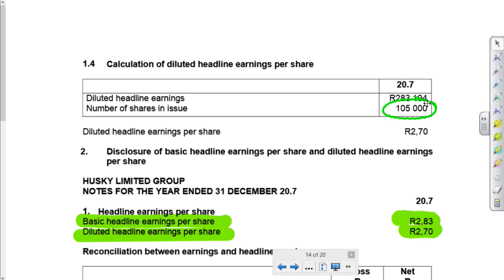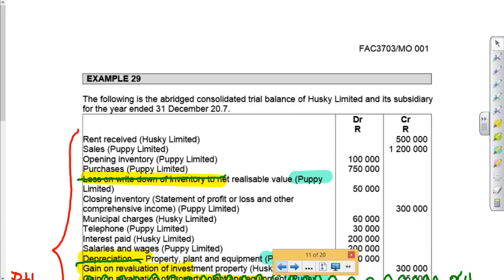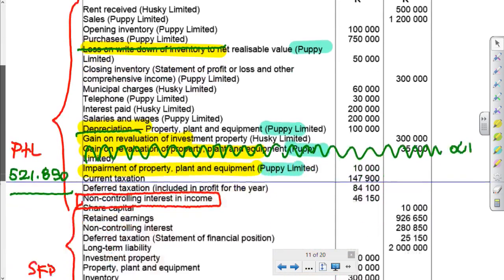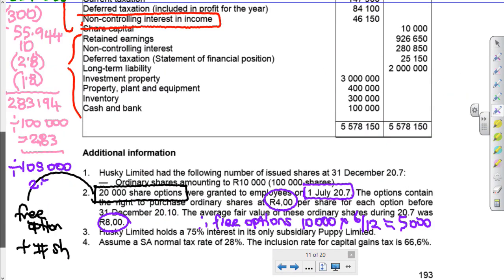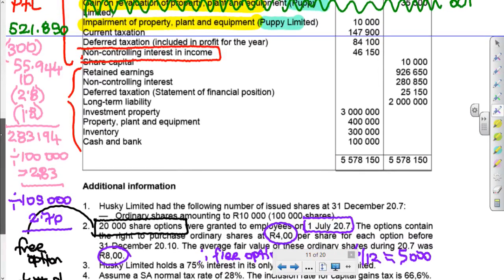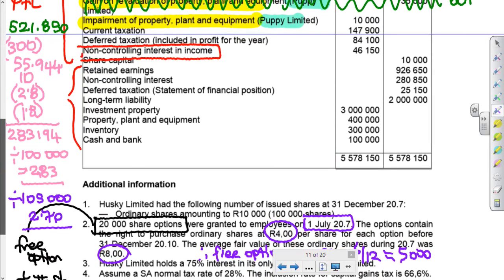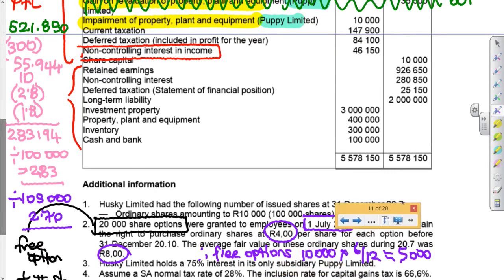Let me do the adjustment here as well. Let me do my calc. Okay. So we start with the 521,850. All we did was add up all those numbers and leave out the gain on the reval. The reval, because reval goes to OCI if it's reval to do with PPE. So 521,850, then we looked at all the adjusting numbers.